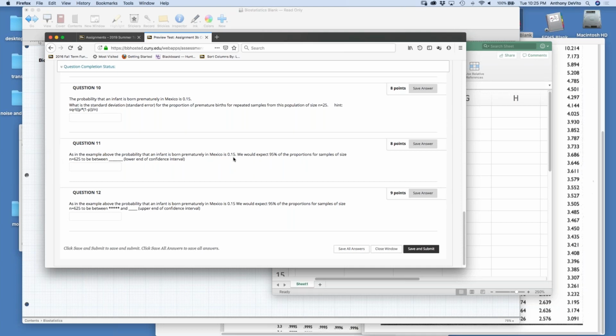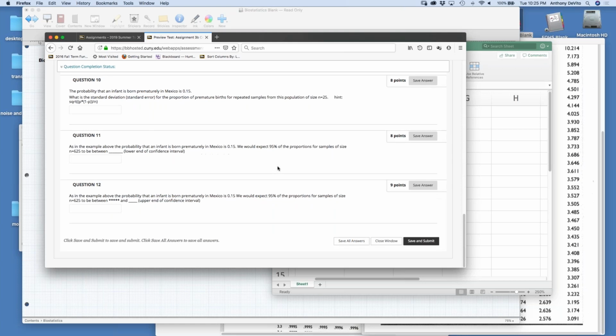How do we get standard error? Standard error is 0.15 times 0.85 over 625, and we take the square root of the whole thing. Same formula that we used before. And this is the lower end, that's the upper end of the confidence interval. We take our margin of error, add it to 0.15, take our margin of error and subtract it, or the other way around, whichever one it happens to be.